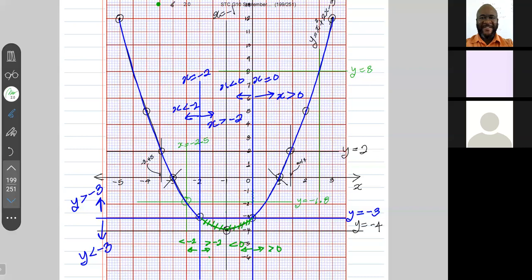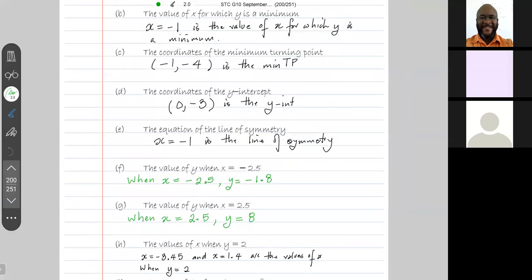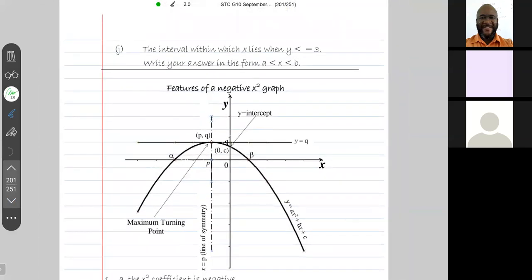So to answer this question, I'm going to say that x is less than 0 and x is greater than -2 are the values of x within which y is less than -3. Within those values of x from -2 to 0, the graph is below the line y is equal to -3. And that's the end of the question.